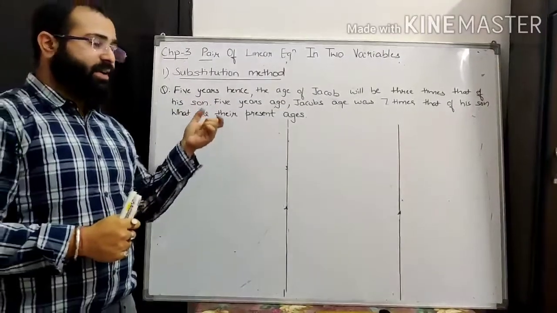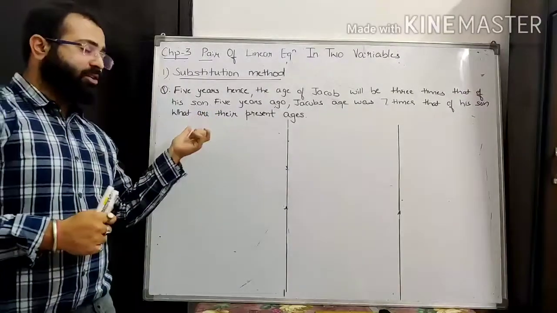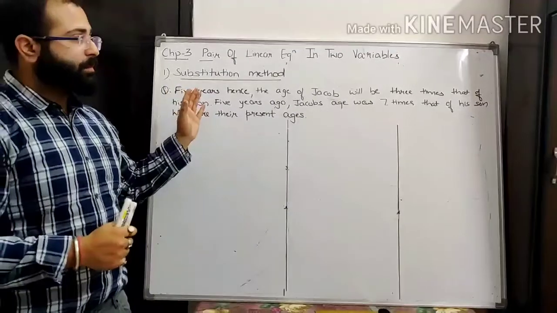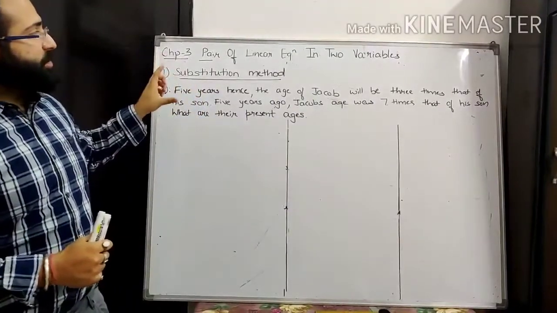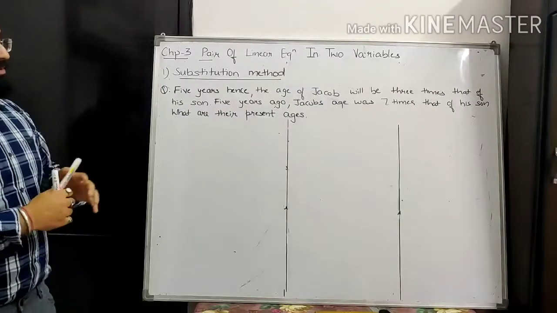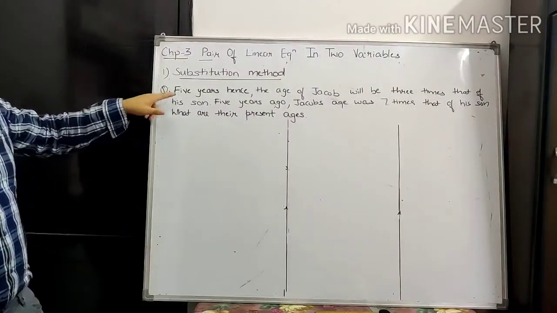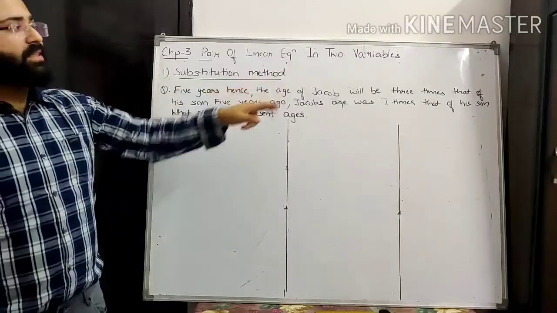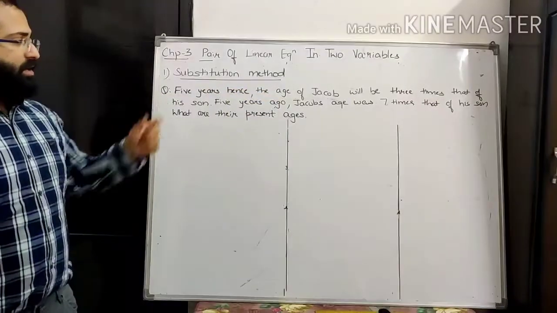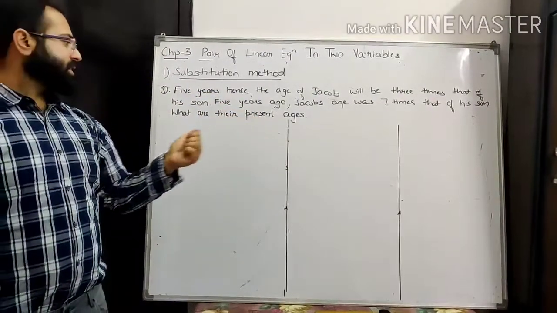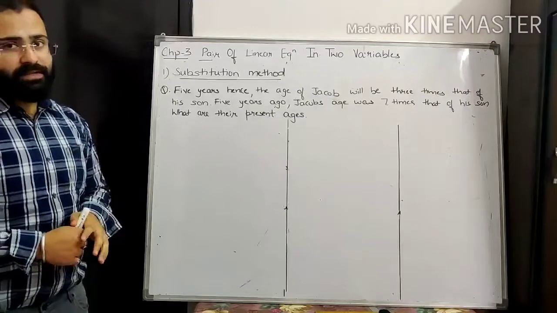It is quite an important topic and students have a lot of doubts in it. So we have to discuss word problems of linear equations in two variables related to ages. I'll read the statement once. The statement is: 5 years hence, the age of Jacob will be 3 times that of his son. 5 years ago, Jacob's age was 7 times that of his son. What are their present ages?